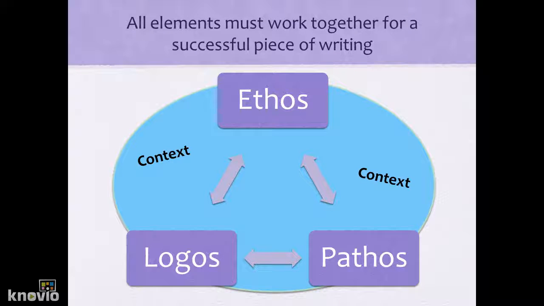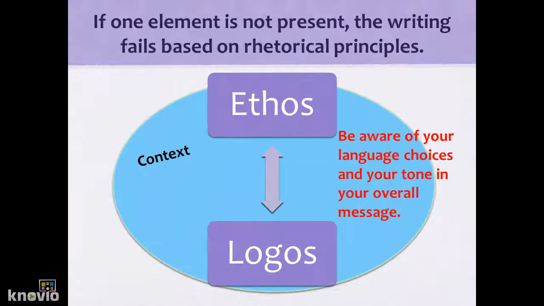All of the elements, ethos, pathos, and logos, and context must work together for a successful piece of writing or speaking. When you reach the editing and proofreading stages in the writing process, you want to check to ensure that each of these elements is present and in balance. If you are missing one element, the writing fails based on the rhetorical elements. For example, if the writer offends his or her audience, then pathos is not present. Because pathos is an essential rhetorical element and must be included for a successful paper, the paper fails without it.